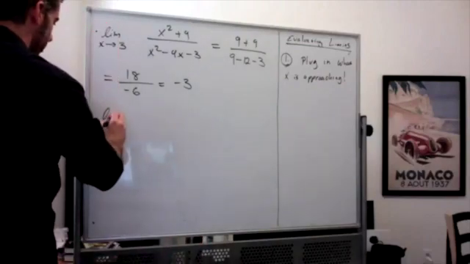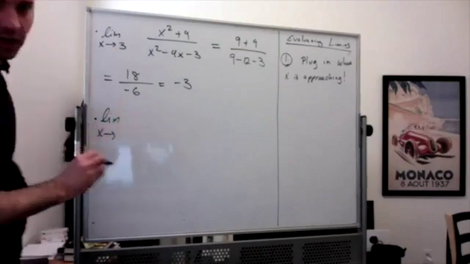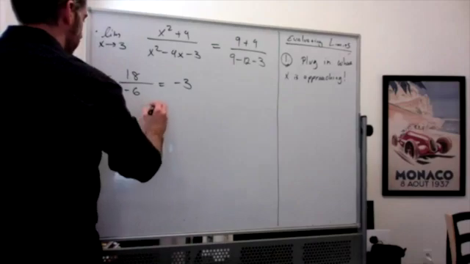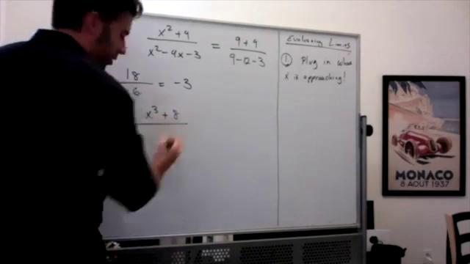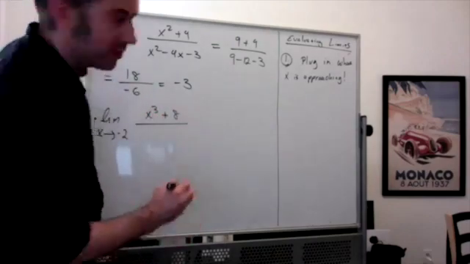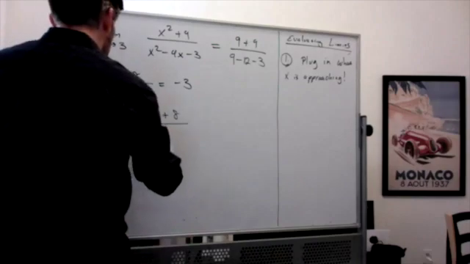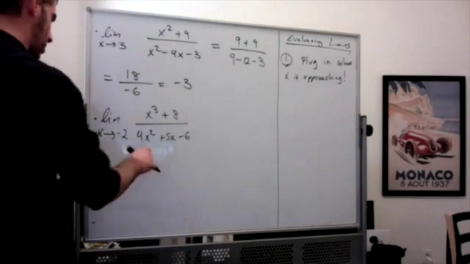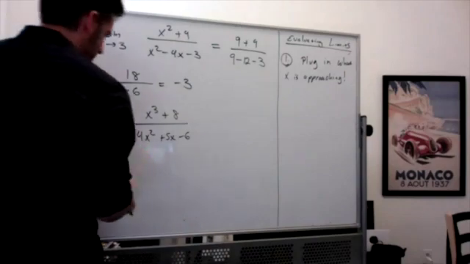The limit as x approaches -2, oh, that's a good problem, of x cubed plus 8 over 4x squared plus 5x minus 6. Let me double check that is actually what I wanted. Yeah, that works. Okay.